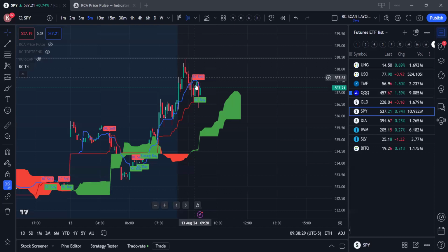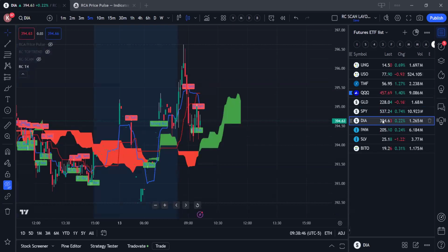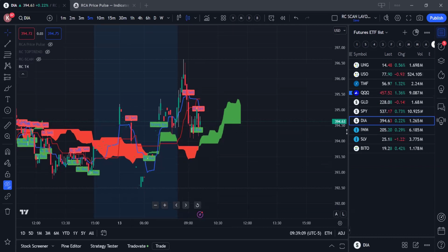So price started dropping, touched this, and then again started going up. So generally better to avoid sell signals when price is above the cloud, because overall trend is bullish. Even if you get a sell signal, you may get a buy again quickly.